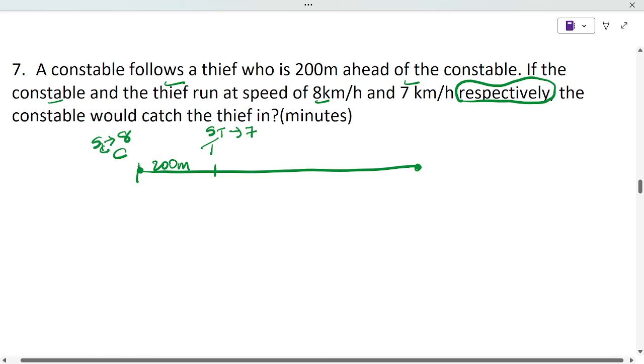Alright, so between them there is a 200 meter difference. Let's say the constable catches the thief at some destination. So the distance covered is x meters. Now why are we using meters? Because here it is 200 meters, so we can assume meters.